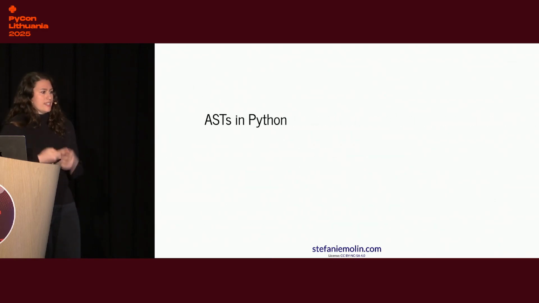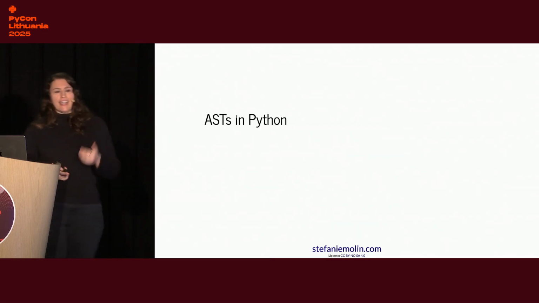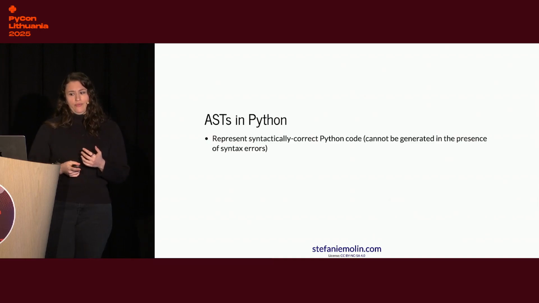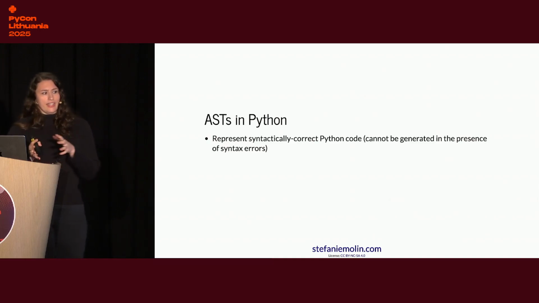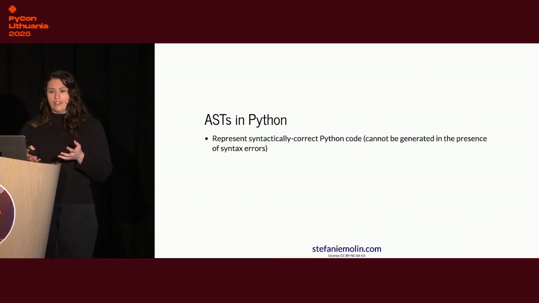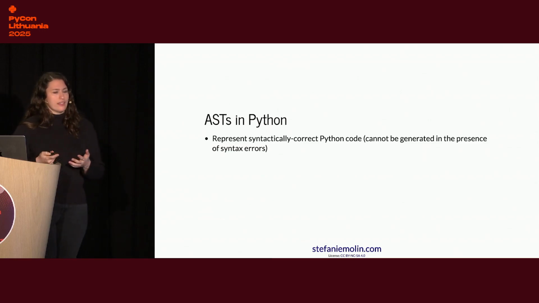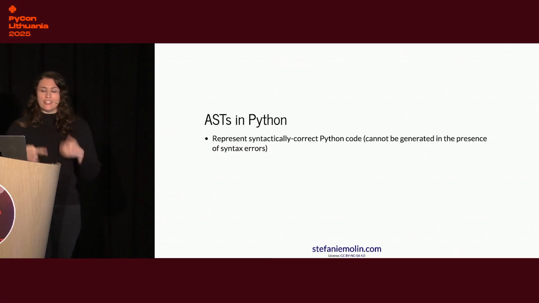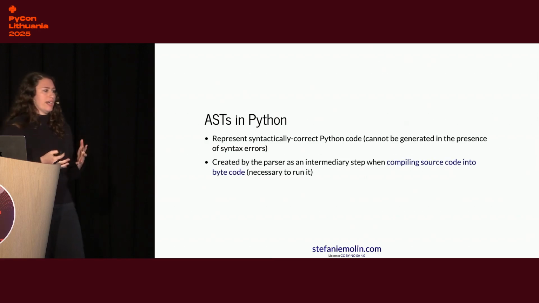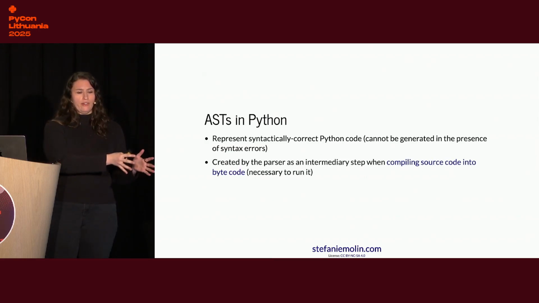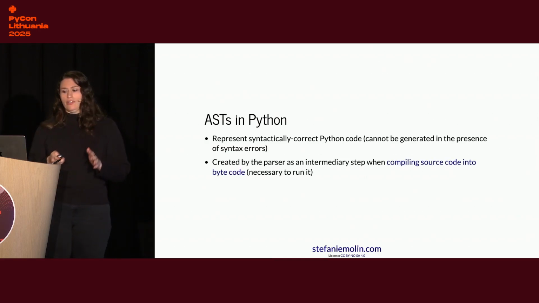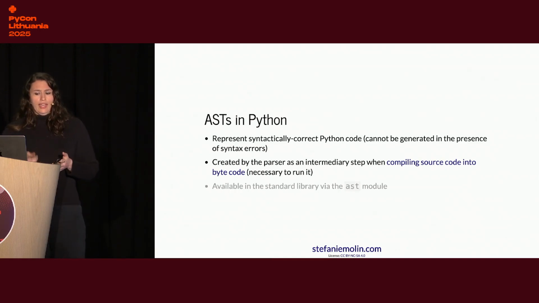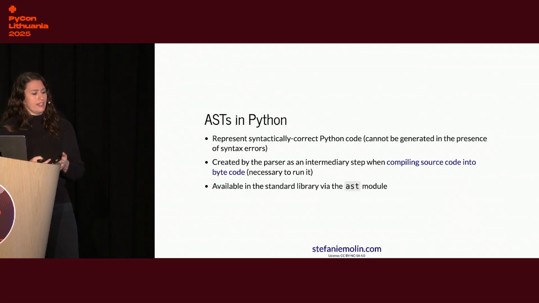So ASTs in Python represent syntactically correct Python code. So you can't generate an AST if the code has syntax errors. And this is because the ASTs are created by the parser as an intermediary step when we are compiling source code into bytecode. And that is what actually has to happen in order for it to run. And we have access to this in the standard library via the AST module.